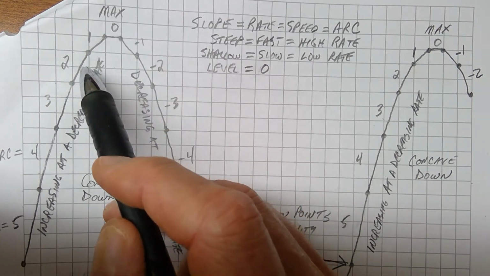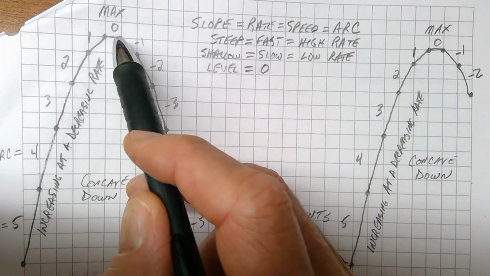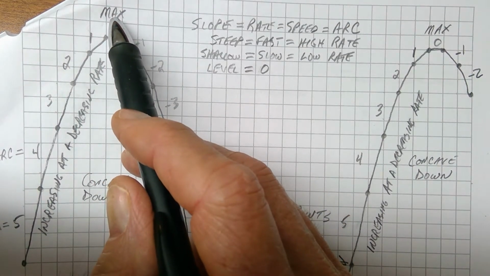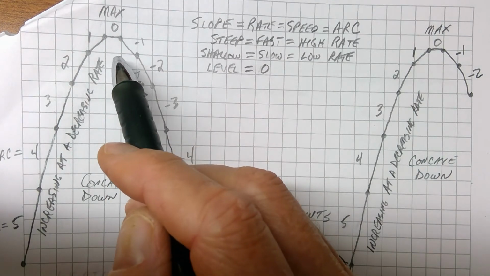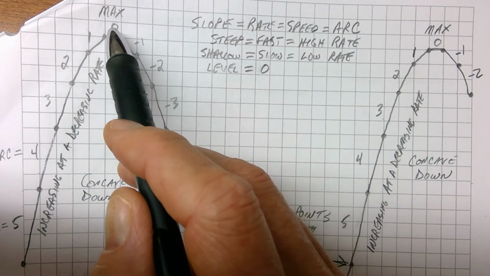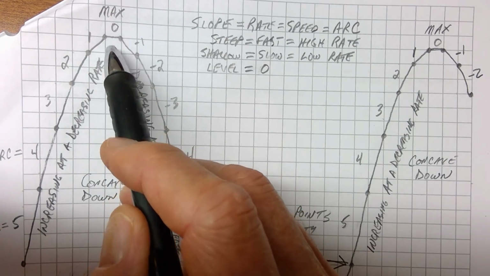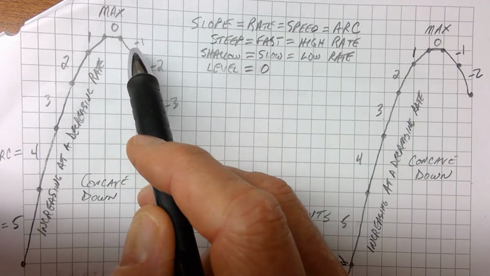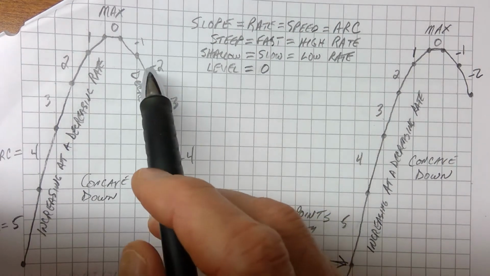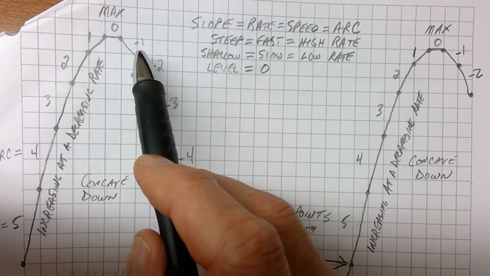And at the top, this top of the hill, top of the mountain, the peak, we call that the maximum. And we're going to talk a little bit in a minute about maximum value. So at the maximum, at the peak, note that the slope is 0. Now from there, we're going to start going downhill. And when you go downhill with slope, your slope is negative.